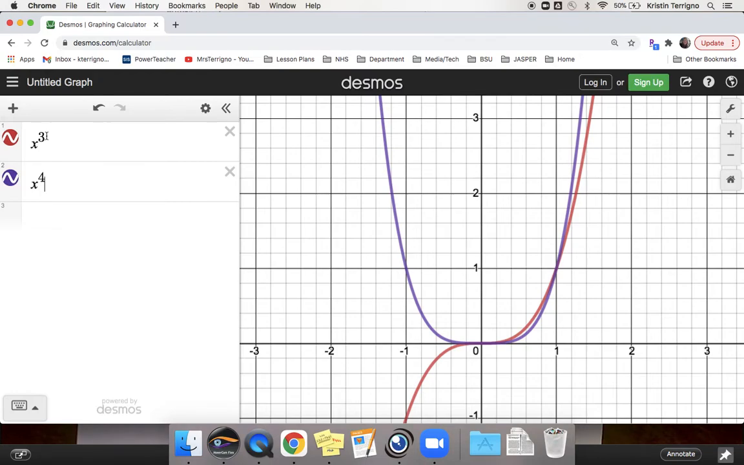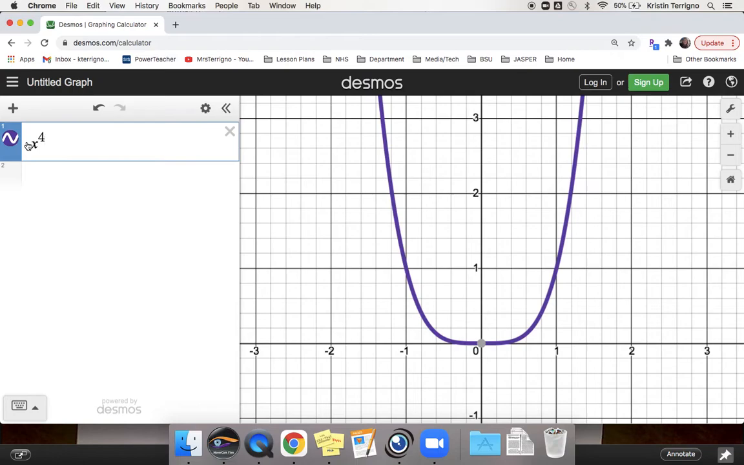Now I want you to think for a second and maybe even pause the video and contemplate this for a minute. What do you think would happen if I threw a negative sign in front of this x cubed? And maybe think about what happened with parabolas when we threw negatives in front of them. Okay, I'm going to turn off x cubed for a second. Let's just look at x to the fourth.